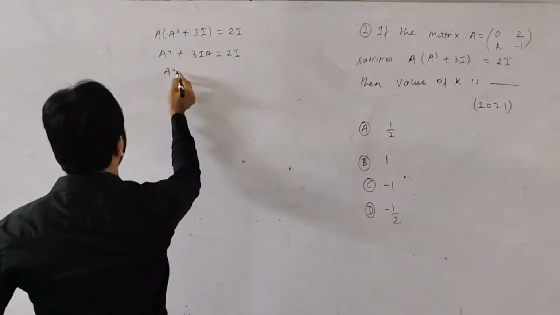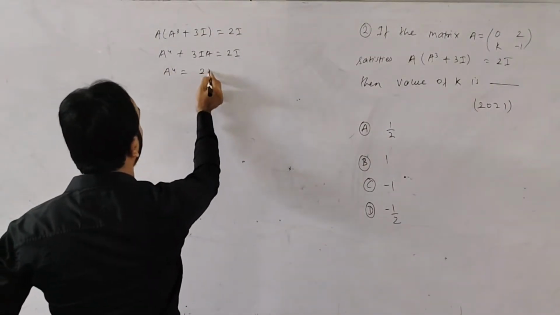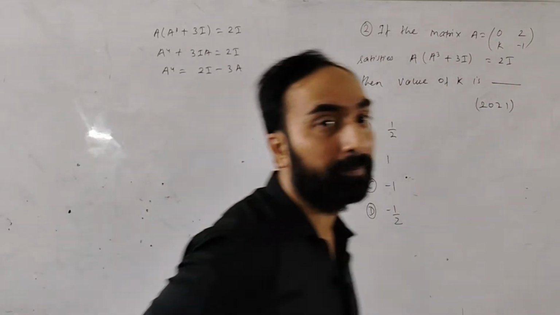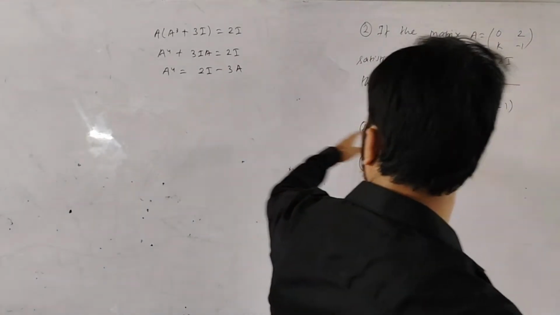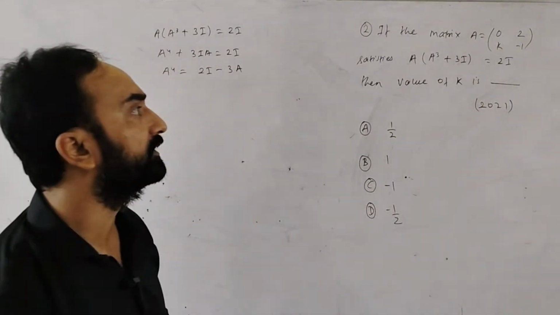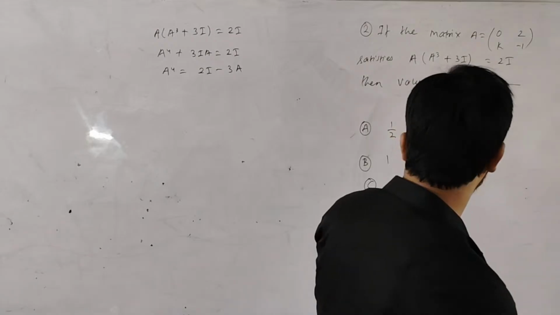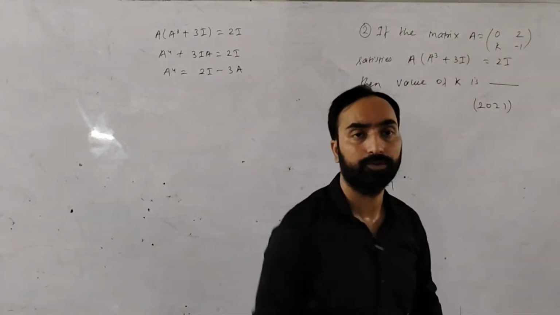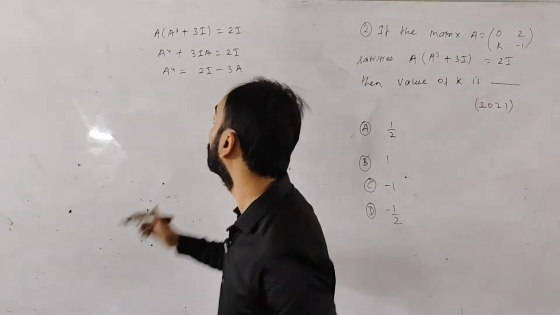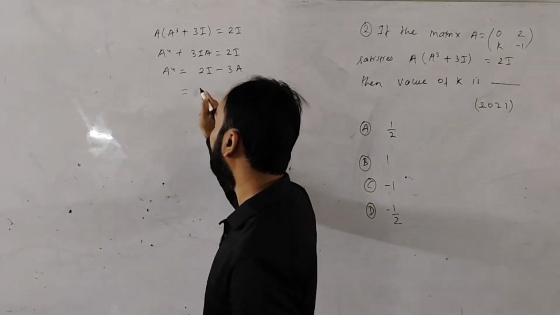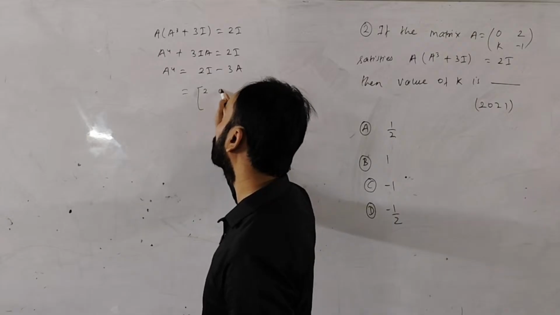This can be written as A to the power 4 equals (2I minus 3A), correct? Now perform 2I into 3. I is the identity matrix of 2 cross 2, since this is again 2 cross 2. So 2 into the identity matrix will become 2, 0 and 0, 2.